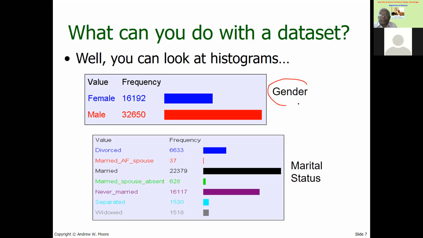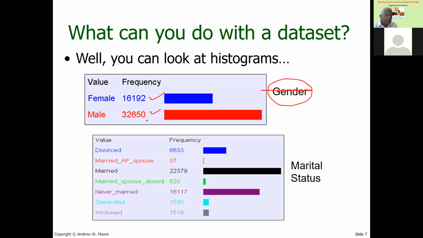gender. How many males and how many females are in 48,000 records? So you will see that the total is more because data is more than 48,000. So 16,192 and 32,650 are males. 16,192 are females and 32,650 are males.